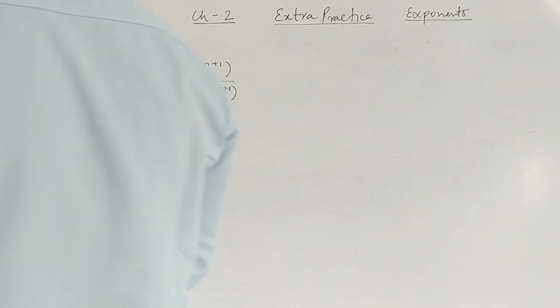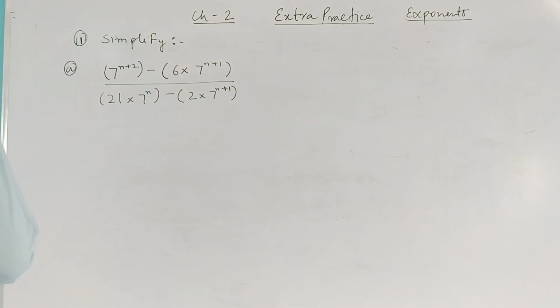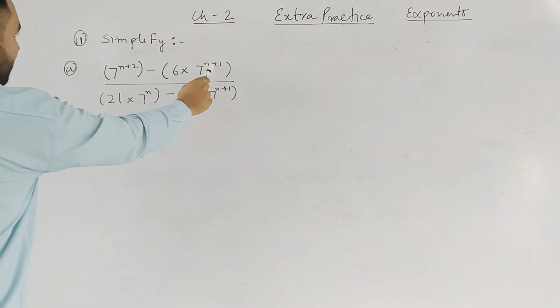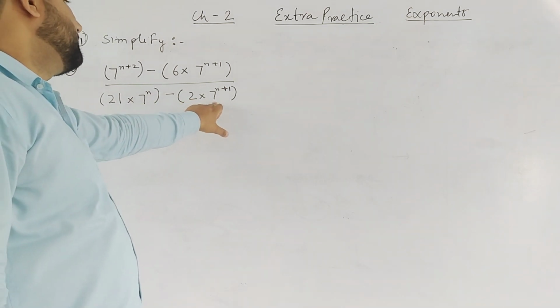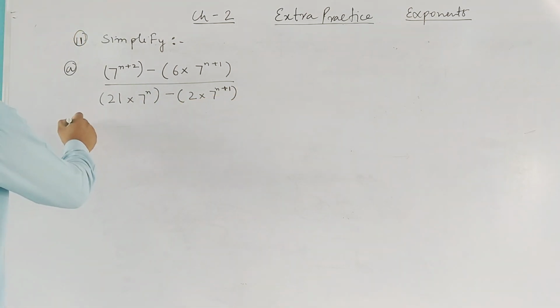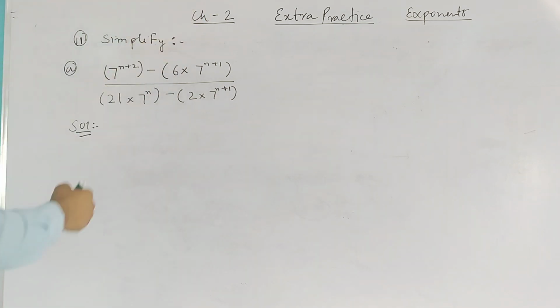So, question number 11, simplify. Here the question is 7 to the power n plus 2 minus 6 multiplied by 7 to the power n plus 1, divided by 21 multiplied by 7 to the power n minus 2 multiplied by 7 to the power n plus 1. So we have to simplify. Now let's see what we have to do.